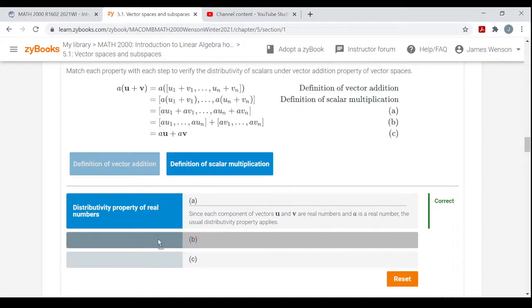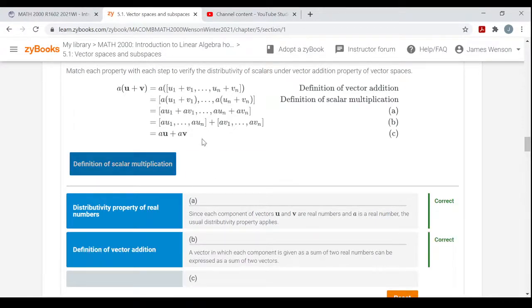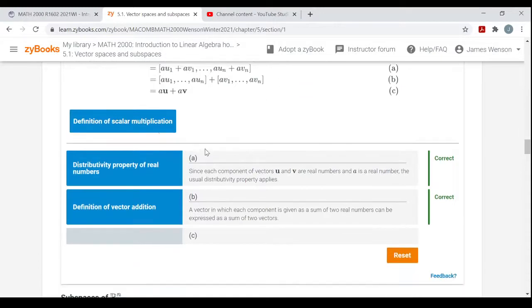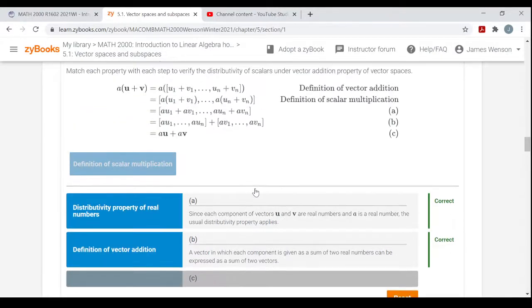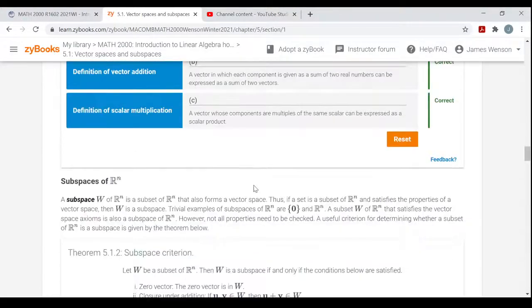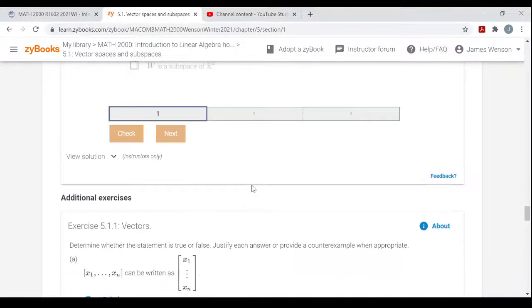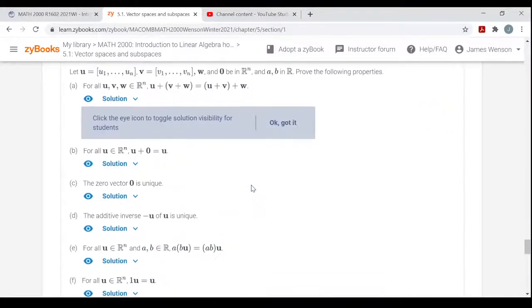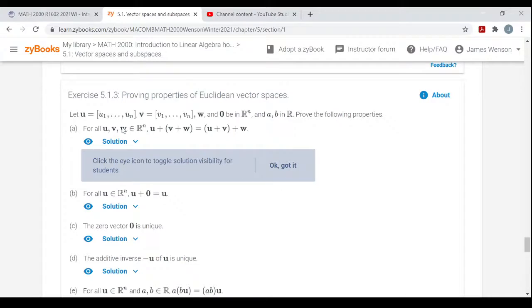And then finally, how did they go from this line to this line? Well, this is just the definition of scalar multiplication, but again, just going backwards. And there they have shown that a times u plus v would be a times u plus a times v. All right, that's proving the ninth property. Now the other ones are actually in your exercises. I don't think I assigned them, but I would recommend doing them still, or at least looking at the proofs.